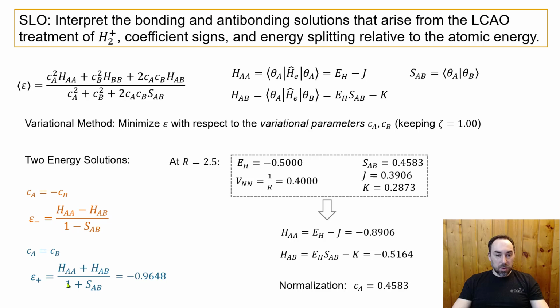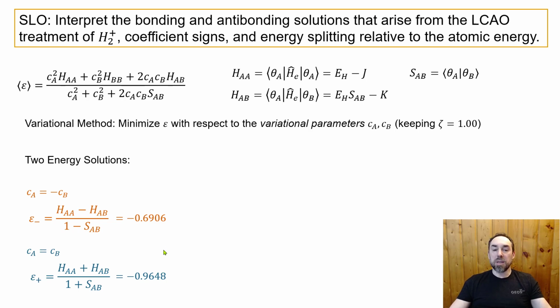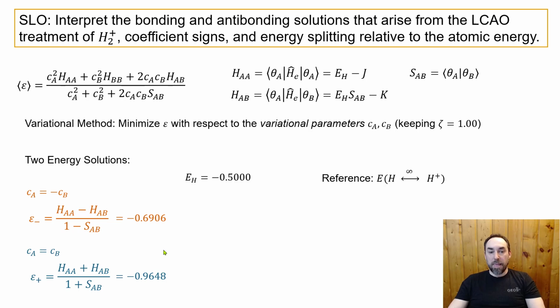And so we figure out that the energy of the E plus solution is negative 0.96 Hartrees, and the energy of the E minus solution, for the moment we're calling them that, is negative 0.69 Hartrees. All right, big deal. What do they mean to us? We need to compare them to what? To the energy of the species that are coming together to form the molecule. And what are these species that come together to form the molecule?